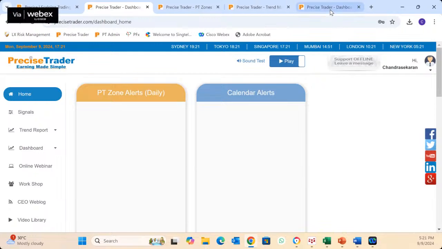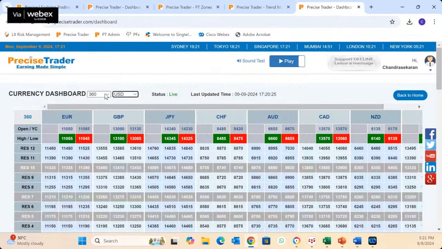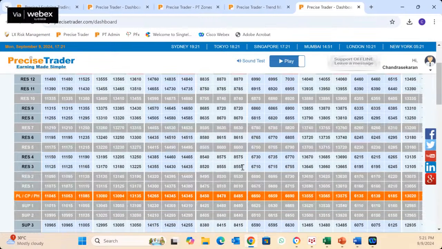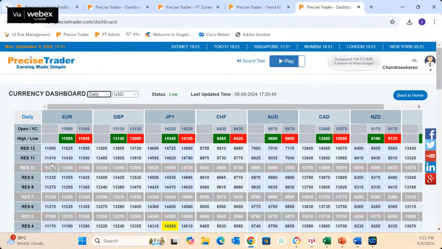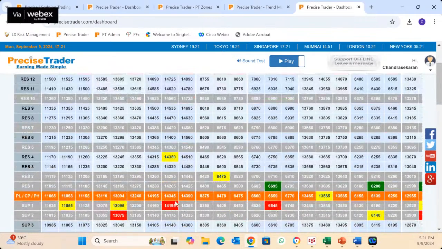There's a big movement. Now finally we go into the dashboard. Now we focus on all the crosses. Basically, dollar strength is happening now. So we expect the euro dollar to go down, pound dollar to go down, dollar yen to go up, dollar Swiss to go up, Aussie dollar to go down, dollar CAD to go up, New Zealand dollar to come down, and so on and so forth. Let's say we talk about dollar yen. Dollar yen right now is trading at 143.95. Sorry, 143.45.